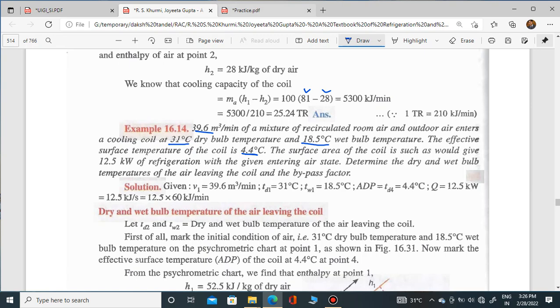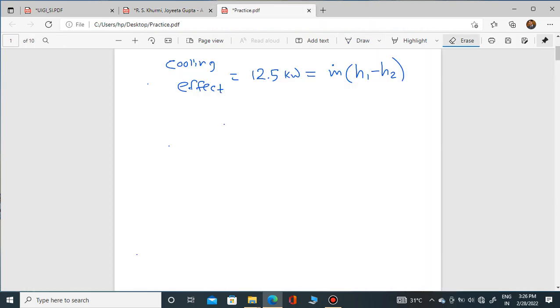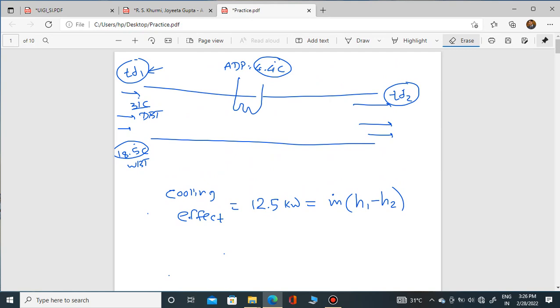So let us first of all understand the data. Here you can see this is our condition. This is the duct, this is the inlet condition, TD1 is 31 and wet bulb temperature is 18.5, coil temperature 4.4 degree centigrade. TD2 we need to find out, but the cooling effect is given. Cooling effect is 12.5 kilowatt, and this is basically m dot into h1 minus h2. So let us write that down.